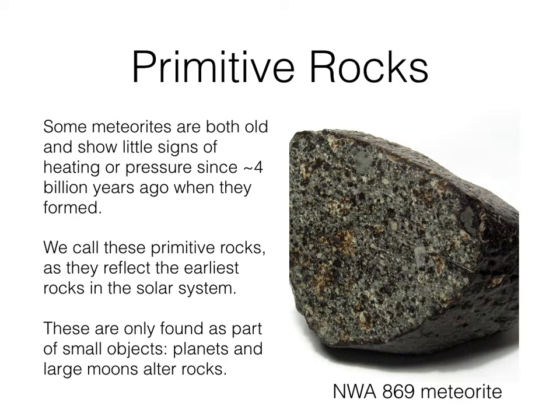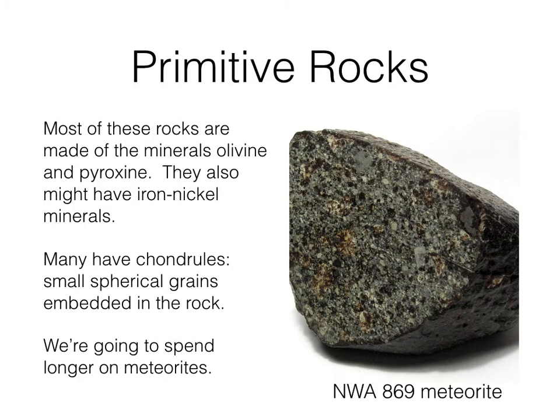We only find primitive rocks as meteorites because they are only part of bodies that are small enough that they don't really undergo major geologic activity. Planets, large moons, dwarf planets, larger asteroids, alter rocks enough that they're going to be one of the 3 other types we talked about. So what defines primitive rocks? We might talk more about meteorites, but they're made of minerals like olivine, pyroxene, iron, nickel. They look a bit like this, and one of their signature characteristics is chondrules. They're small spherical grains embedded in the rock.